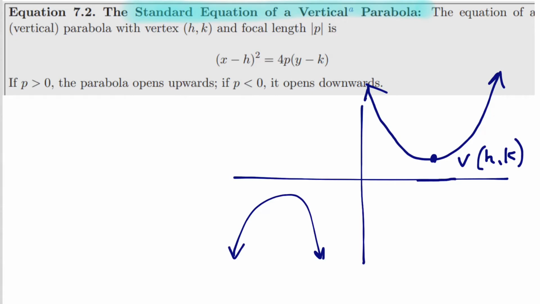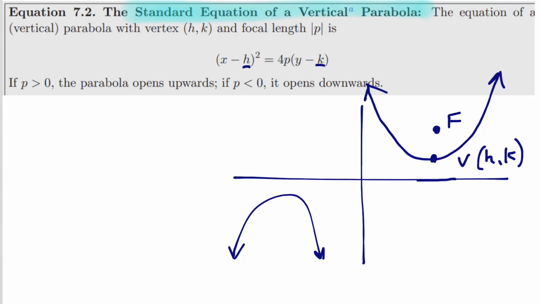So our vertex is this point here, which is given the standard HK, H for your x coordinate, K for your y coordinate. So in your equation, this H is the x coordinate of your vertex. This K is the y coordinate of your vertex. And then we've got the distance P here to your focus.